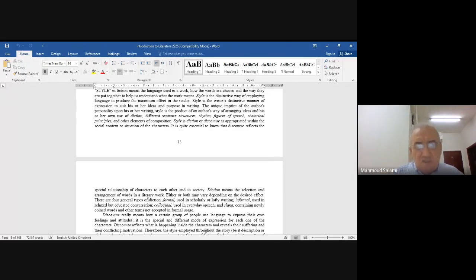Formal diction, used in scholarly or lofty writing. Informal diction, used in relaxed but educated conversation. Colloquial, used in everyday speech. And slang, which uses all sorts of language, containing newly coined words and other terms not accepted in formal usage. So in writing and in real life, if you try to differentiate how people use language, we say formal, informal, colloquial, and then slang.